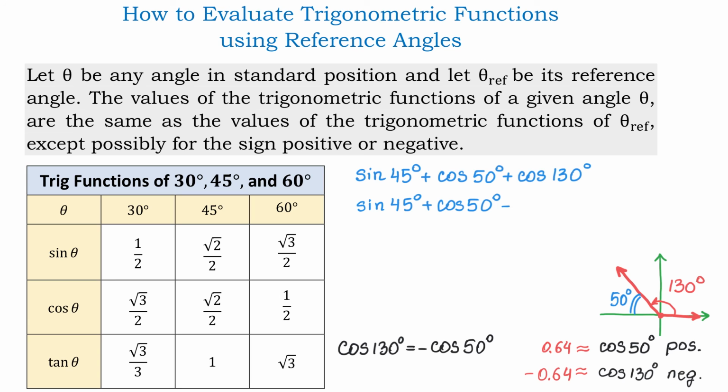So I will write minus cosine of 50 degrees. And now the last two terms will cancel, and I will have sine of 45 degrees. And in the table from the left, we have that sine of 45 degrees is square root of 2 over 2. So then the value of this expression is square root of 2 over 2.